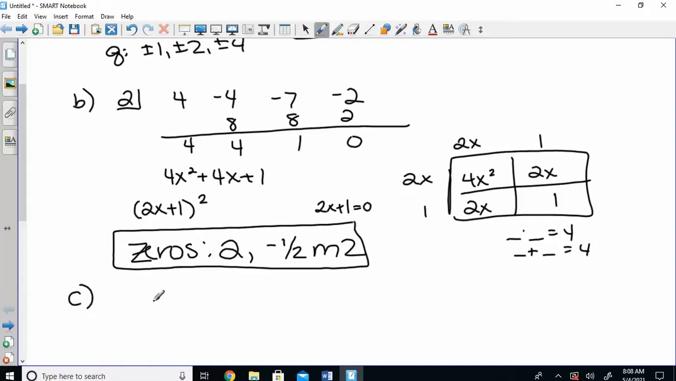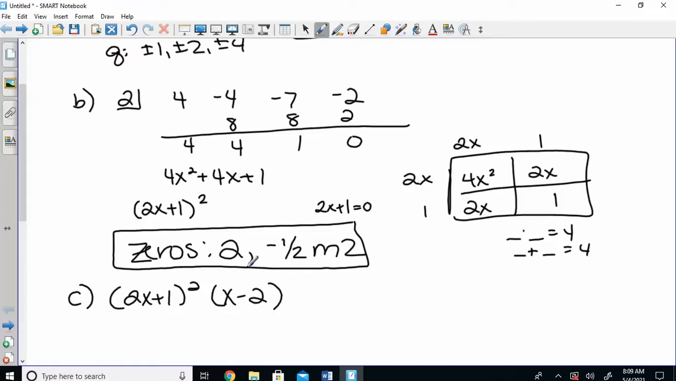C is the factored form. So this factored into, we had the 2x plus 1 squared. If 2 is a 0, what do I put in my factored form? X minus 2. Right. You have to be able to plug a 2 in for x and get 0 out. So that's our factored form.